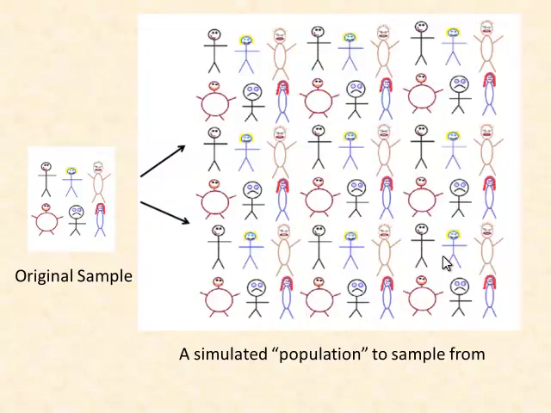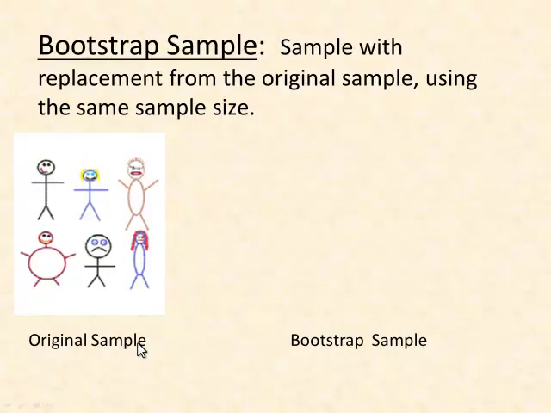For bootstrapping, we take our original sample and we assume that the population is many copies. So this gives us a simulated population to sample from. So here is our original sample of 6 people. Notice that the simulated population is just these same 6 people repeated over and over again, infinitely often. So what does this mean in practice?